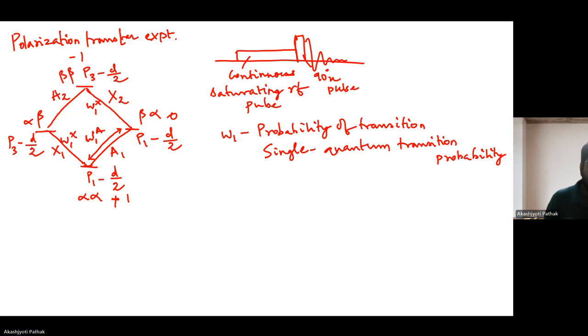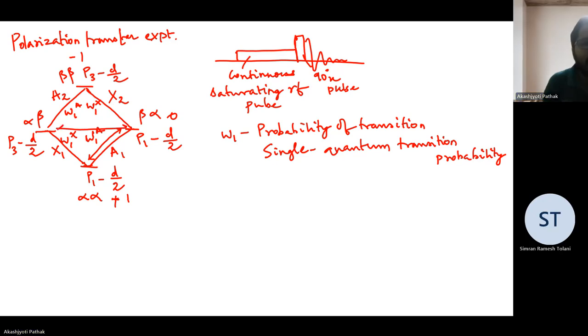And from alpha beta to beta beta, this is omega 1A. Now if we look into this transition where alpha beta is changing to beta alpha, that is, the nuclear spin state of the A nucleus is changing from alpha to beta, and the X nuclear system is changing from beta to alpha.